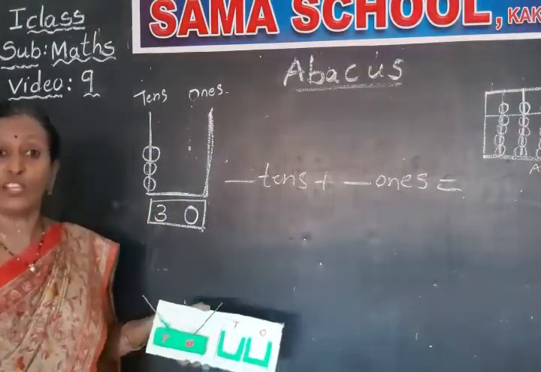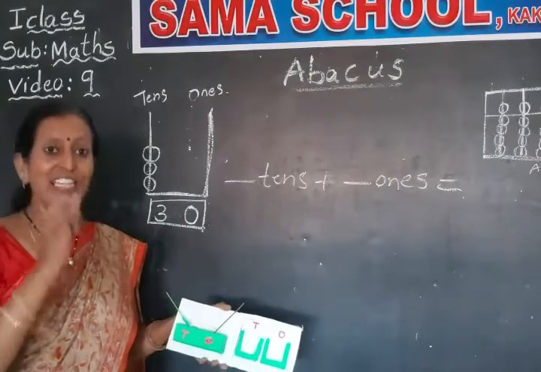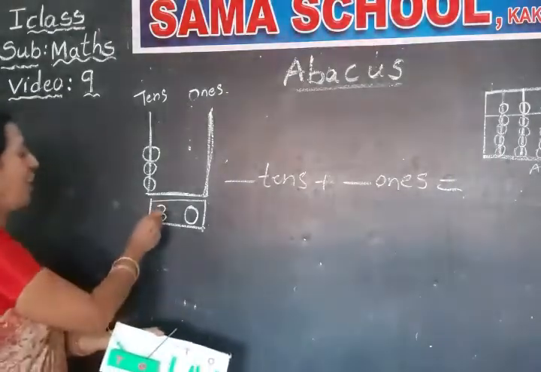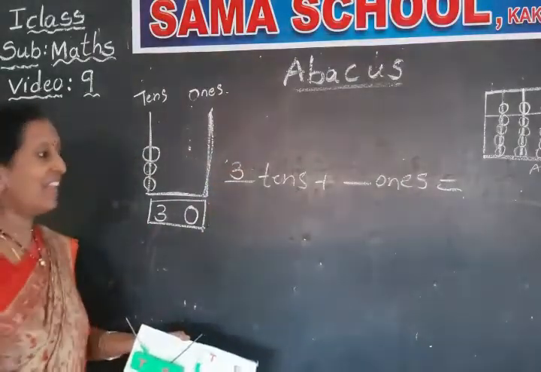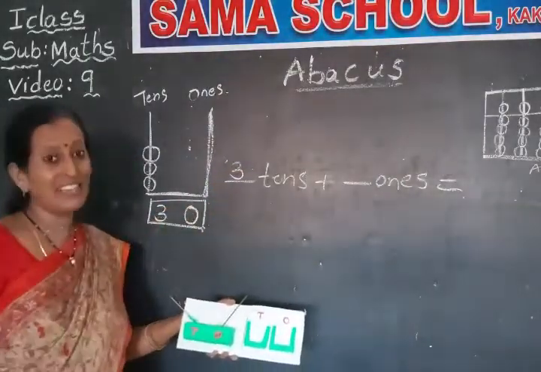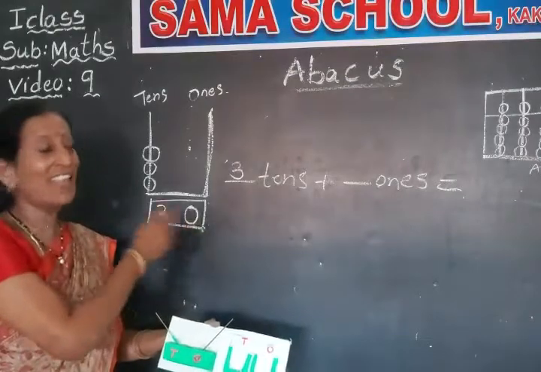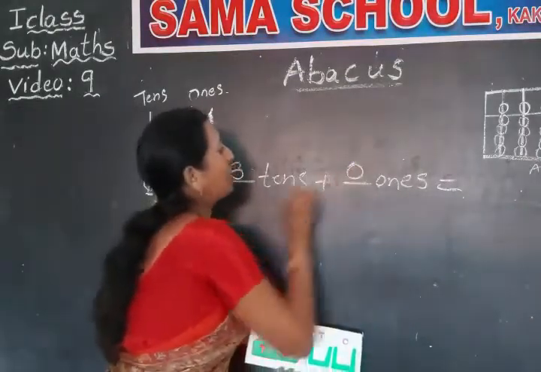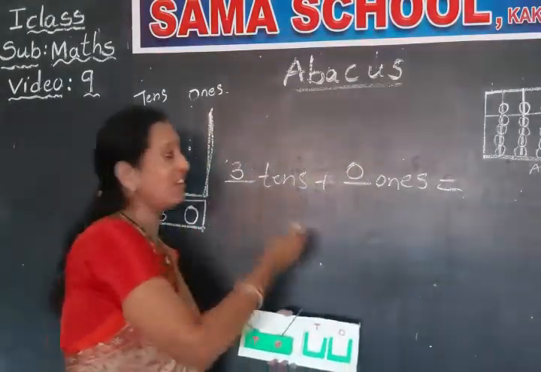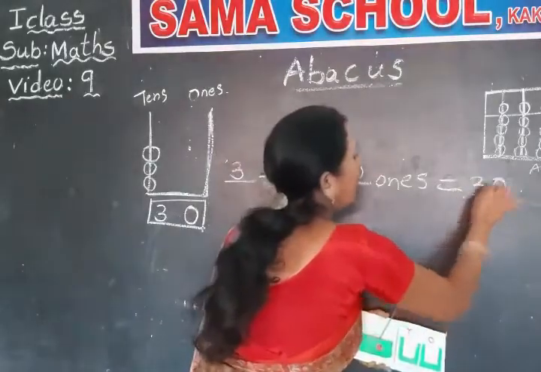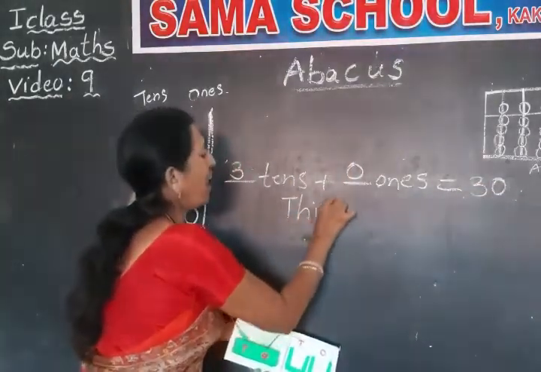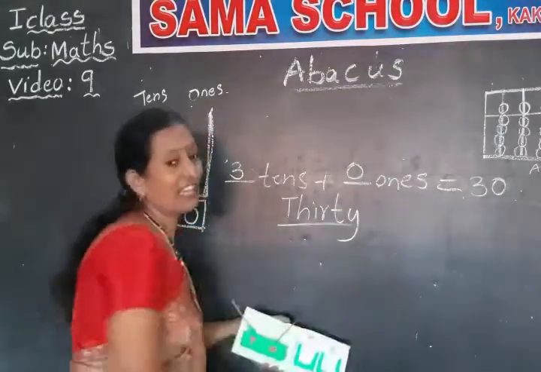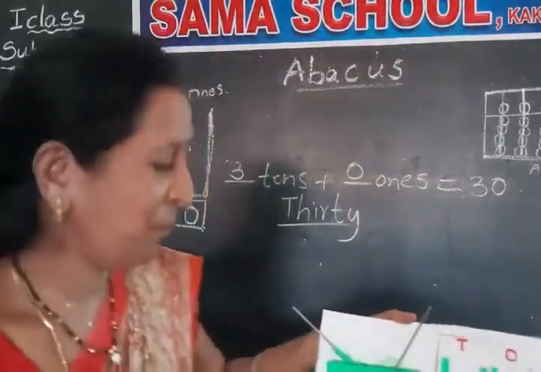In the tens place what do you count? Tens: 10, 20, 30. Here how many? 3 tens. And in the ones place how many ones? Is there any? No, nothing. 0 ones. So 3 tens plus 0 ones means 30. You write the spelling as T-H-I-R-T-Y.